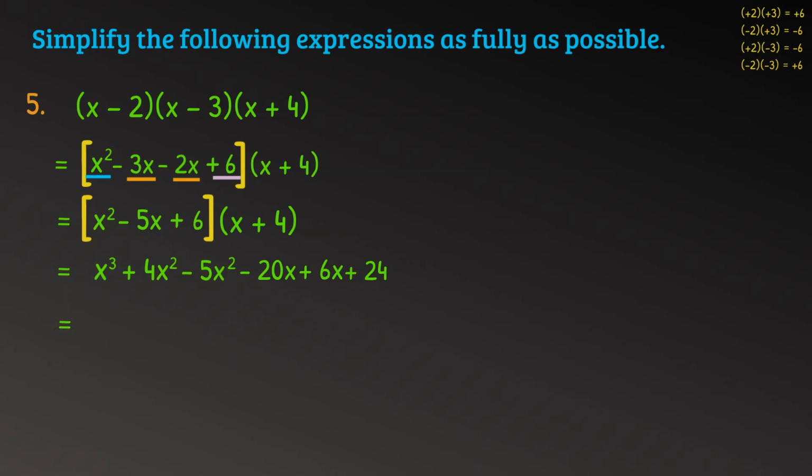And then finally, combining similar terms together, there's only one term that contains x cubed. There are two terms that contain x squared, which gives us minus x squared. There are two terms that contain x, which gives us minus 14x, and there's only one constant.